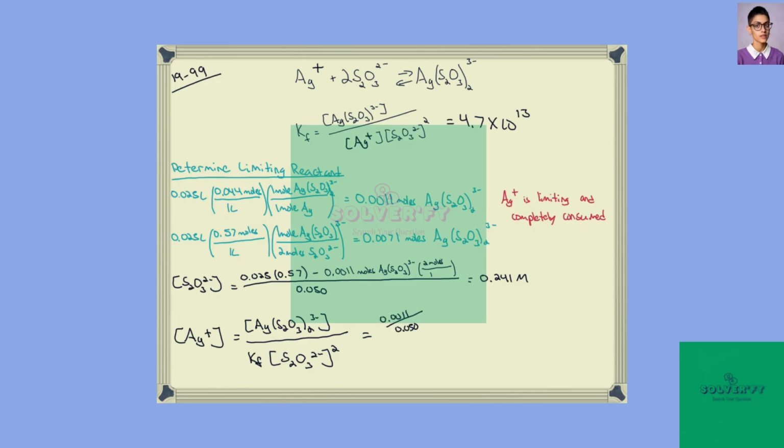The molarity of the complex ion that formed will be equal to the moles of the complex ion that forms from the limiting reactant silver divided by the new volume. This is the concentration of the complex ion. We divide that by Kf, which is 4.7 times 10 to the positive 13, and then we multiply that by the thiosulfate concentration that we determined after the reaction had occurred, squared. This will give us a silver concentration of 8.1 times 10 to the negative 15 molar.